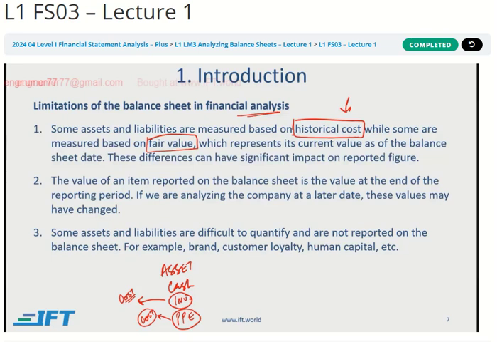A lot of assets are also shown at fair value, and we will discuss what types of assets we show at fair value when we get into the financial securities and financial assets discussion. But not all assets are shown on the balance sheet at fair value, and therefore the ones that are shown at historical cost do not give a true picture of what they are worth.